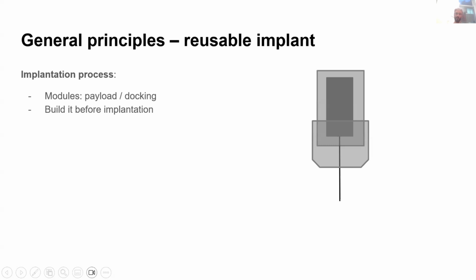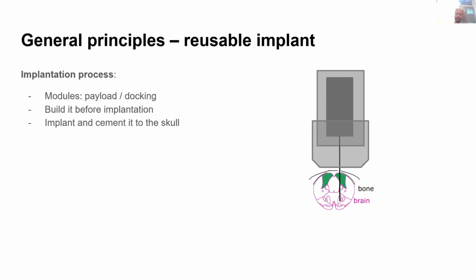And then you go again into the brain, okay? So then you do the same thing as what we just saw before. These two parts, the payload and the docking module, are securely attached to each other through screws or some other devices. And then what you do is you cement the docking module to the skull, okay? So the payload module and the probe do not have cement attached to them.